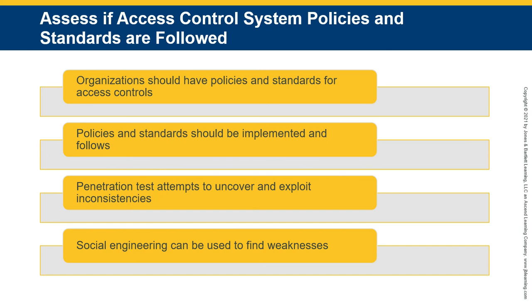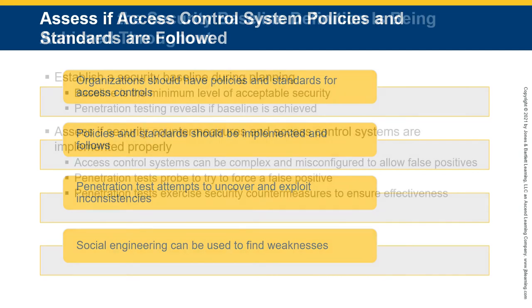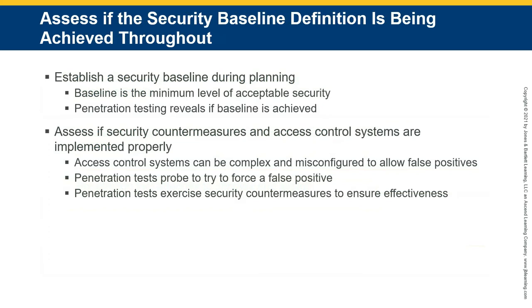Penetration tests attempt to uncover and exploit inconsistencies. Social engineering can be used to find weaknesses. Assess if the security baseline definition is being achieved throughout. Establish the security baseline during planning. The baseline is the minimum level of acceptable security. A penetration test reveals if the baseline is achieved.